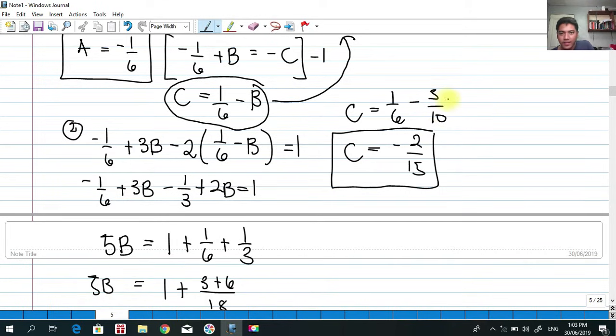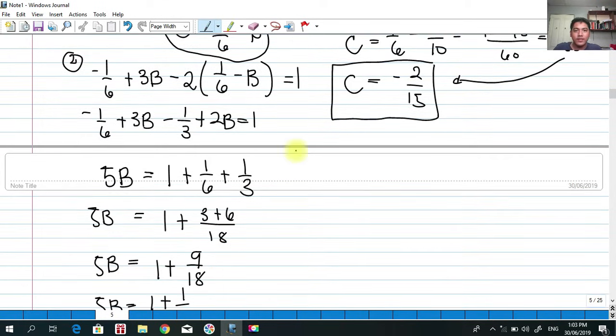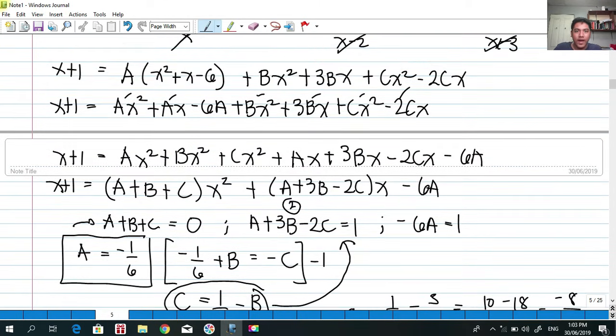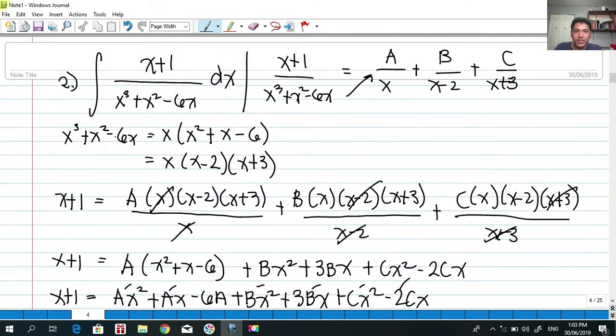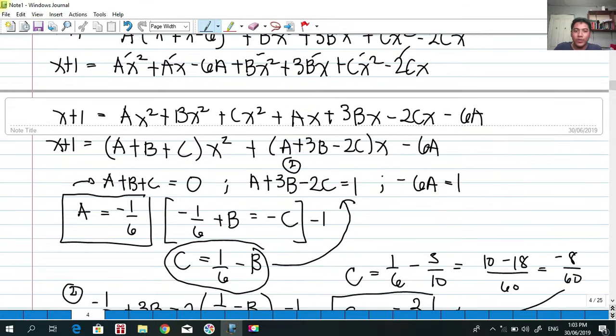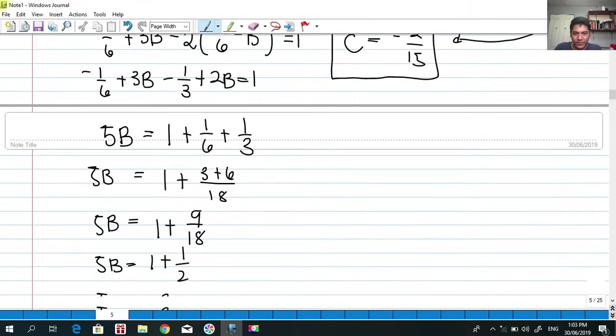How did that happen? We have 10 minus 18 over 60. We cross multiply and multiply the denominators, so we have negative 8 over 60. If you simplify this, dividing both by 4, you will get negative 2 over 15. So that ends our getting the unknowns. What are we going to do next? We are going to apply the integration.